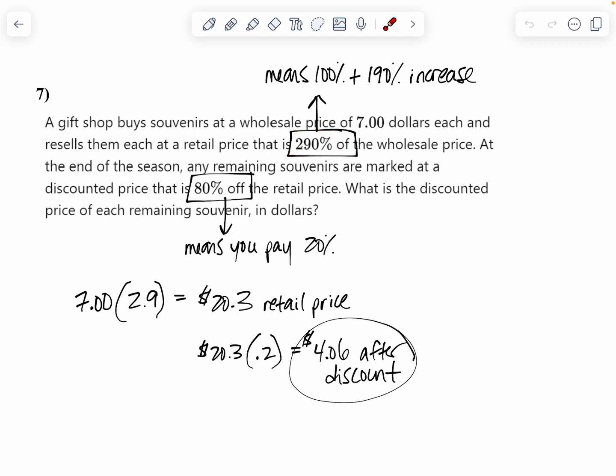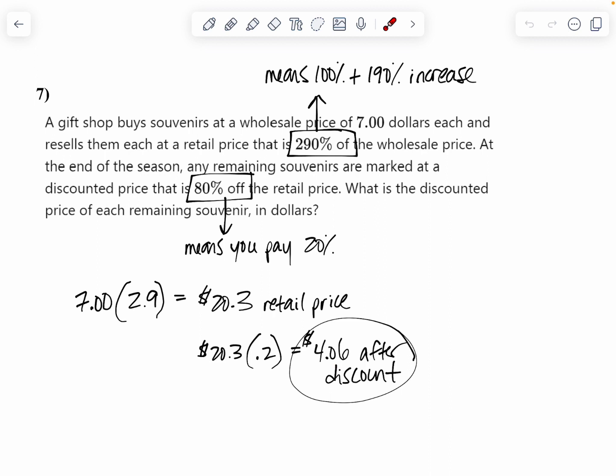Another way of thinking about that is this 290% already is the 100 plus the 190. So I'm multiplying by 2.9. That means Costco is selling this to me for $20.30. At the end of the season, they discount stuff and give major discounts, right? And 80% off, remember, means 20% remaining. So we're doing two different percentages at once, and that means I have $4.06 after the discount is what this price is.